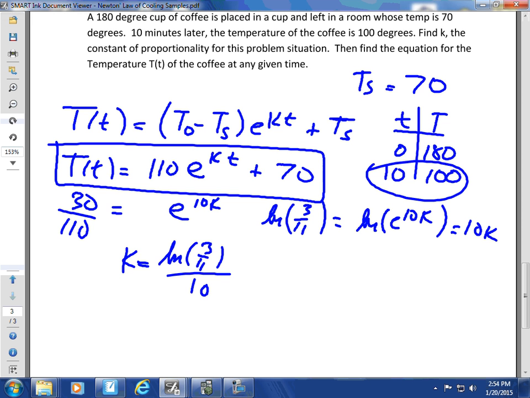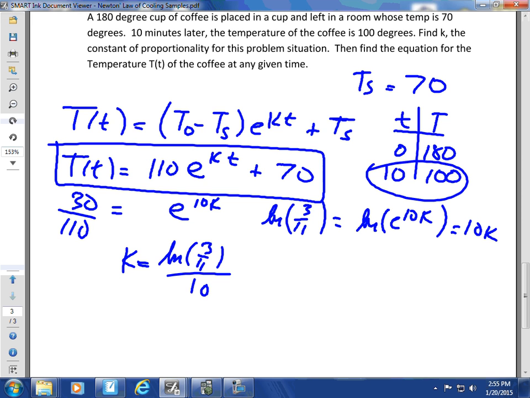Done it. You go back here. Natural log of 3/11, all divided by 10. I'm going to store that as k, and I'm just going to use the letter k. Plus 70. Okay, again, a window, we're talking about a cup of coffee.